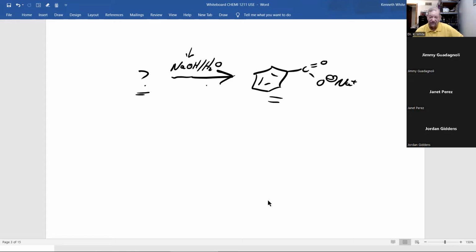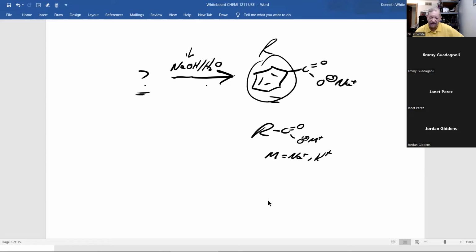What's different? Well, I got a benzene ring, but in this case I'll just call this R, because that's not going to react at all with sodium hydroxide. But I have a carbon double bond to oxygen. That same carbon has a negative charge and a cation. And what can that cation be? Sodium plus, which it is. It could be potassium, or it could be lithium cation.